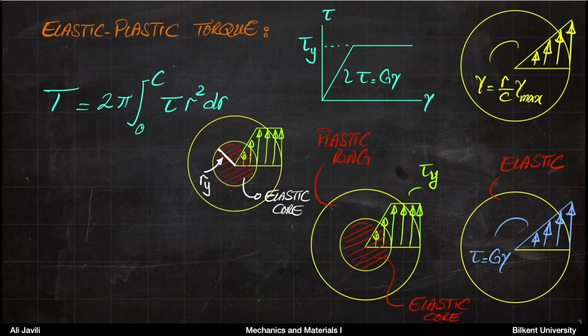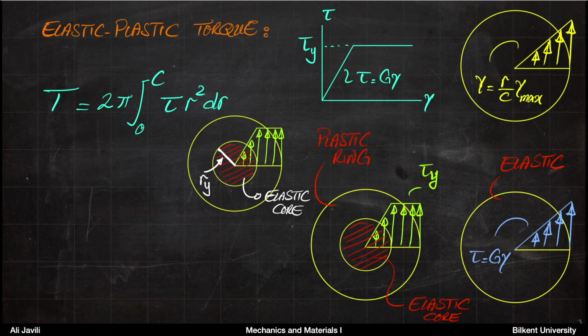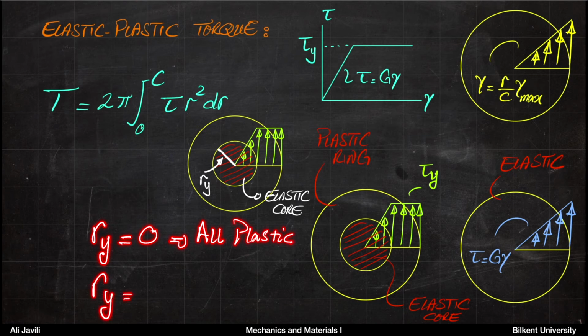Okay, so this is a radius and it's smaller than the maximum radius. It's the radius of the elastic core. And you can imagine that if Ry is 0, that means there is no elastic core, so it's all plastic. And if Ry is C, it's all elastic.